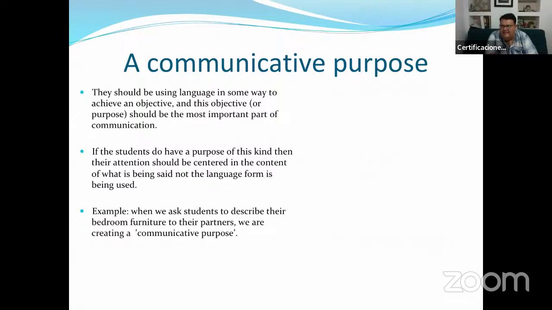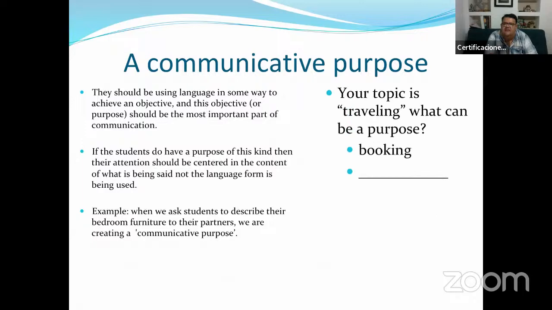Same example with the can and can't. I got their attention. They were motivated. Now I will ask them to express if they could, or in the past, or if they can play soccer or not. For example, your topic is traveling. What could be a purpose? Booking, sightseeing, traveling, rent a car. Okay. Good.